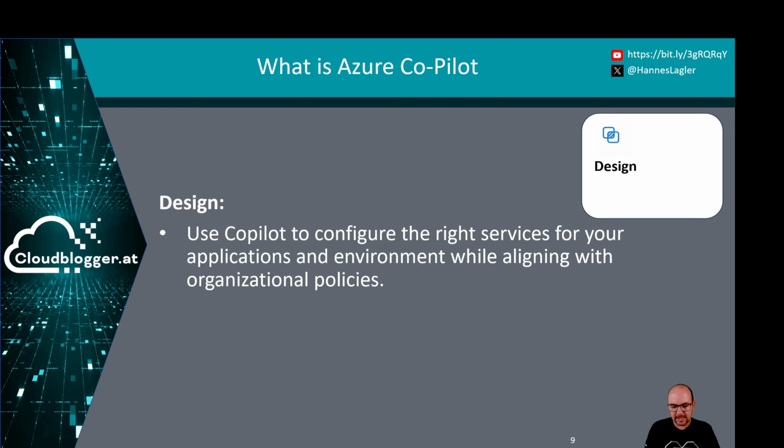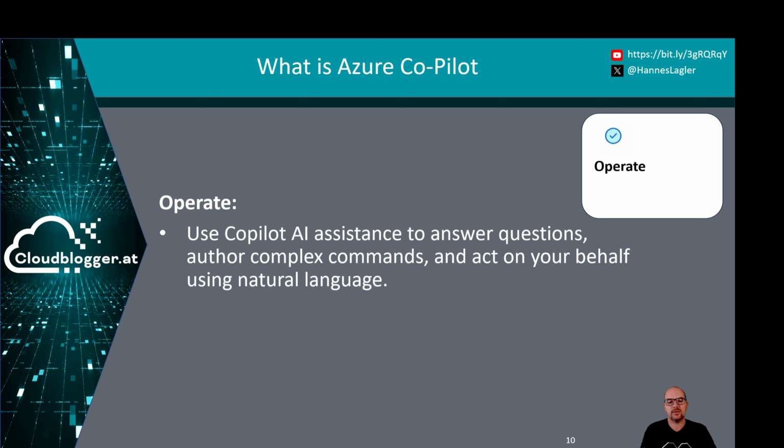configurations. The next thing you can do is operate. Use Azure Copilot assistants to answer questions, auto-complete commands, and act on your behalf. Use natural language. What does this mean? If you have services and you want to configure them, same situation, you have a storage account and you want to get an overview of your security standards. Is everything in place, or should I change something on the storage account? You can say, hey, Copilot, give me the best recommendation for the storage account in case of security.